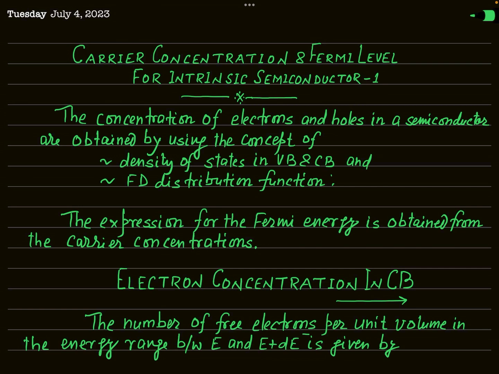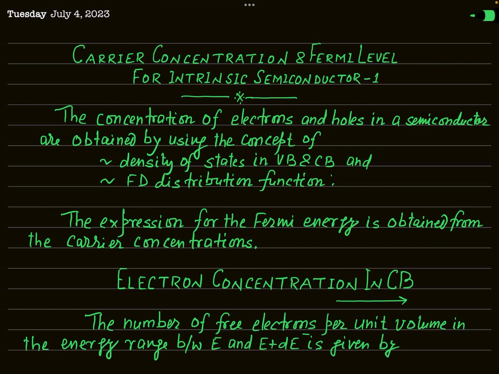Okay? Actually, when you talk about the carrier concentration in case of intrinsic semiconductor, there are two types of carriers, that is charge carriers, and those are electrons and holes. Electrons actually move in the conduction band and holes move in the valence band. Okay. So separately we will see how we can calculate the concentration of electrons and holes in the conduction band and in the valence band respectively. Okay.